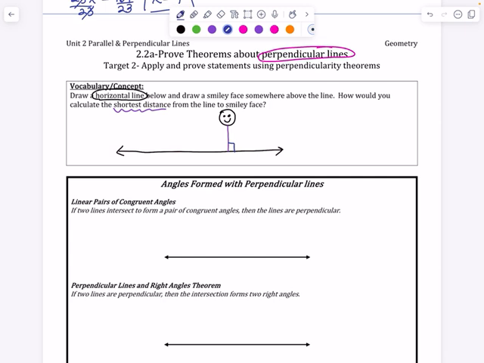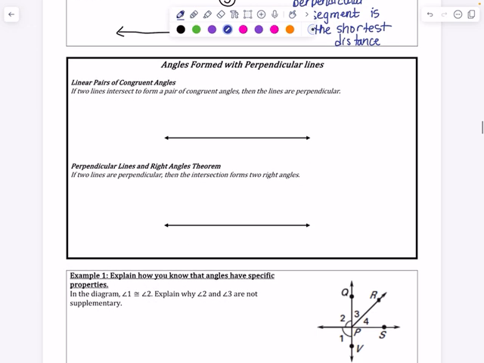Okay? So I want you to write: perpendicular segment or even line is the shortest distance. We are going to focus on perpendicularity today, angles formed with perpendicular lines.